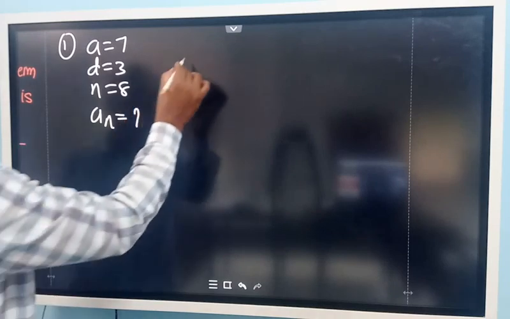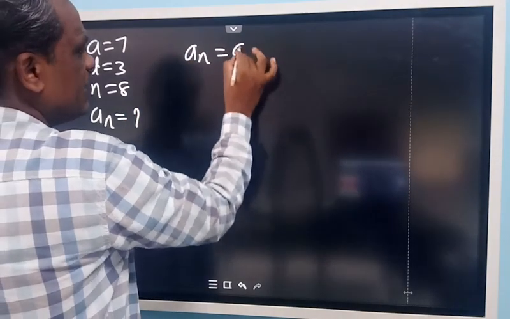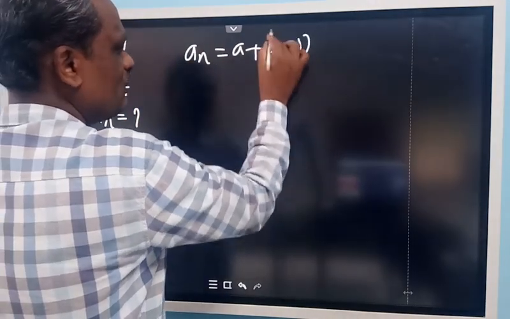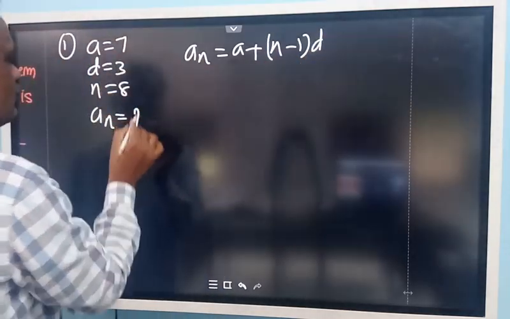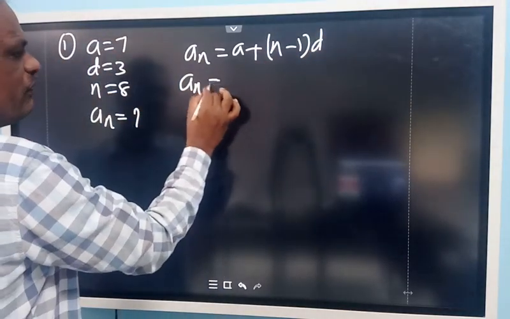Now use the formula AN is equal to A plus N minus 1 into D. AN, we need to find out that one. The nth term we have to find out.